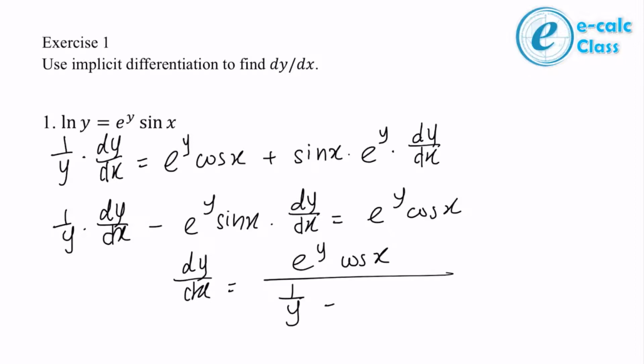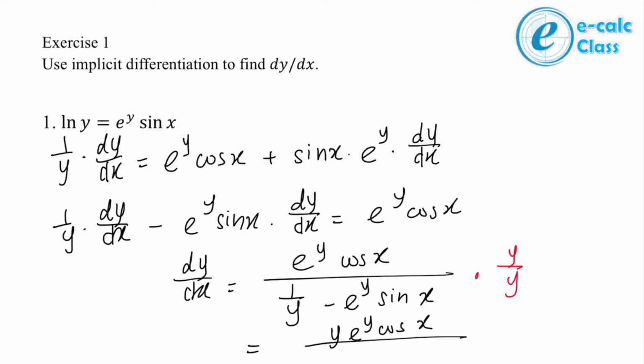1 over y minus e^y sin x. Make sure you have all the terms, yeah? But this is still not nice, right? Because you still have layering like that. So multiply both top and bottom by y. Y e^y cos x over 1 minus y e^y sin x. Okay? And that's it.